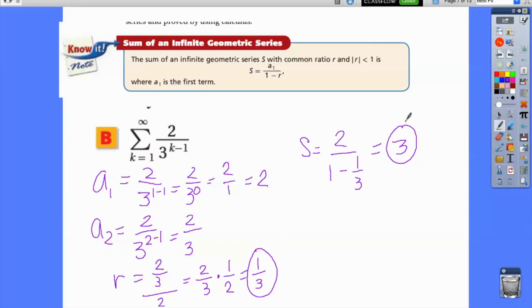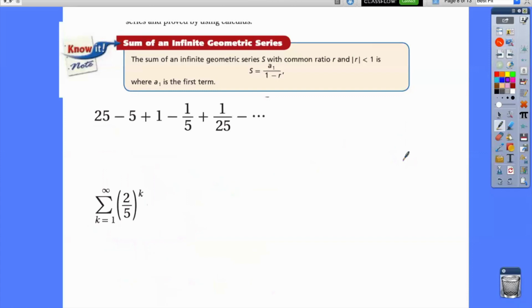Let's now give you some opportunities to try working on the next 2 problems. Feel free to pause the video at this time so you can work on finding the sum for the given series.